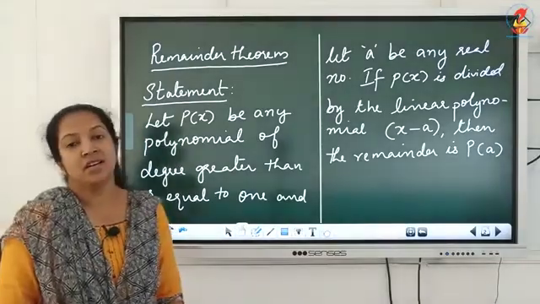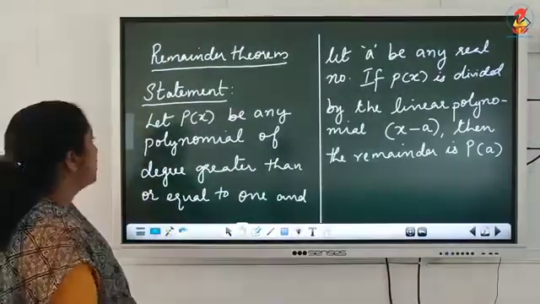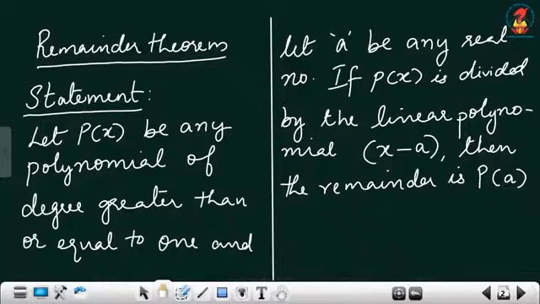Next section is the remainder theorem. The statement is this: let p of x be any polynomial of degree greater than or equal to 1 and let a be any real number. If p of x is divided by the linear polynomial x minus a, then the remainder is p of a.